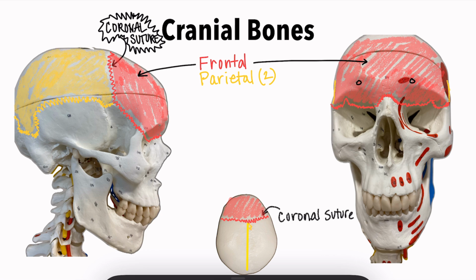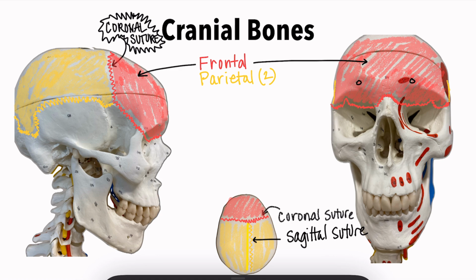We can also show here a suture that separates the two parietal bones. And maybe not surprisingly, because of its location, it is called the sagittal suture. Sagittal suture. See it right there?